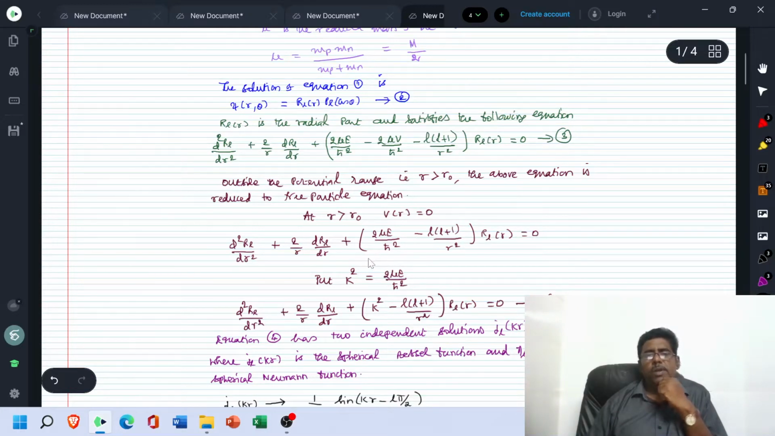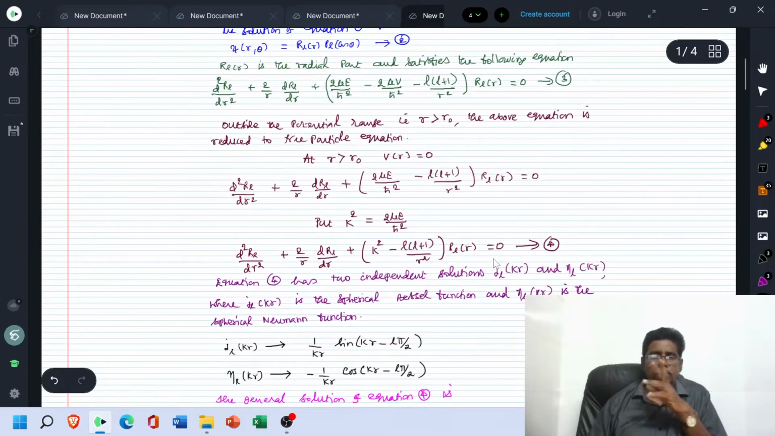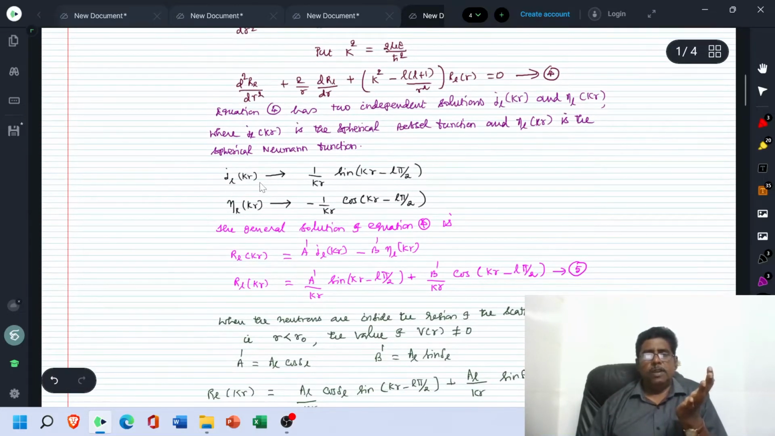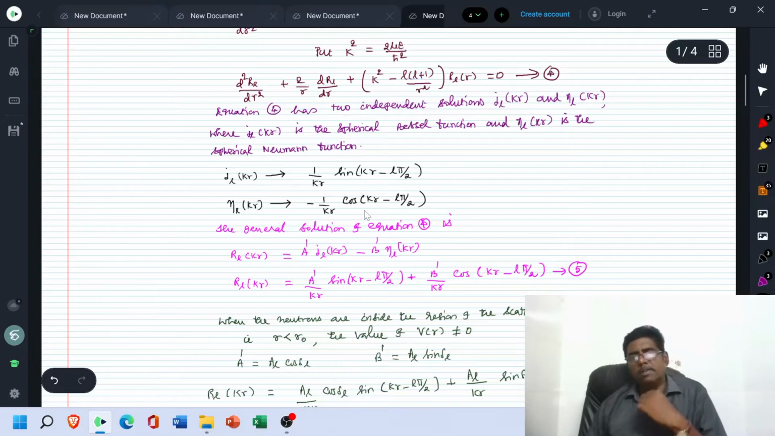If you substitute 2 mu E by h cross square as k square, we can get equation 4. Now we have to write the solution for equation 4 using the spherical Bessel function JL of kr and the spherical Neumann function eta L of kr. This is the value of JL of kr, 1 by kr sin of kr minus L pi by 2, whereas eta L of kr is minus 1 by kr cos of kr minus L pi by 2.